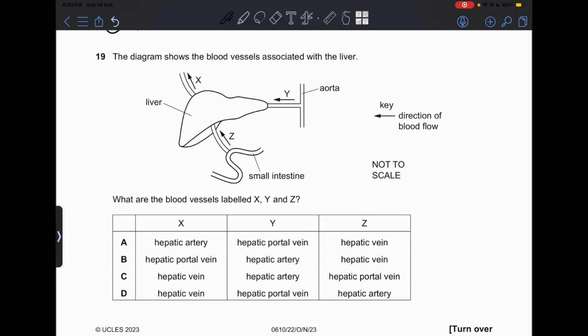So Y is actually going to be hepatic artery, because it carries from the aorta. So we know that the aorta has hepatic artery. It has arteries that are connected to all of our organs in our body, so that they can provide oxygenated blood. Now Z is actually going to be the hepatic portal vein, because it comes from the small intestine. So our answer is going to be C.